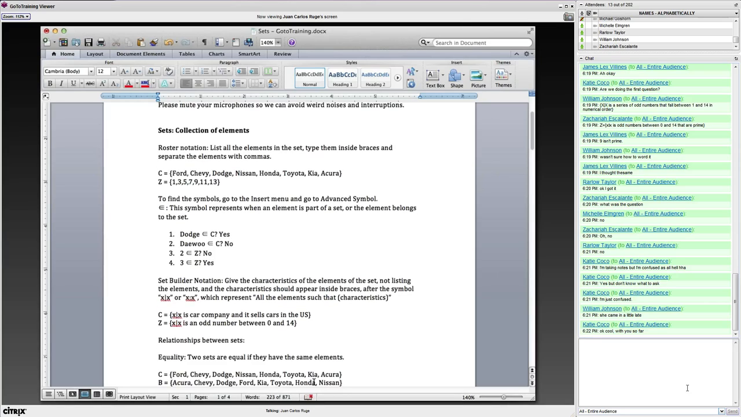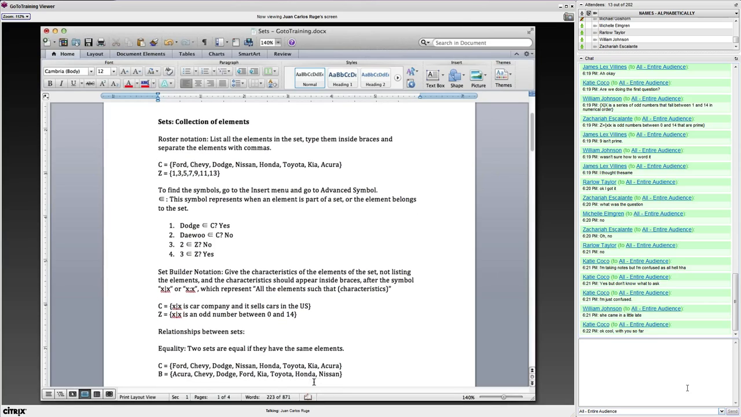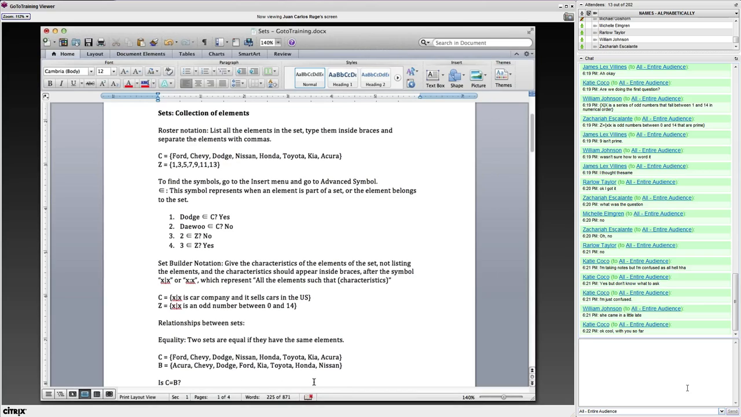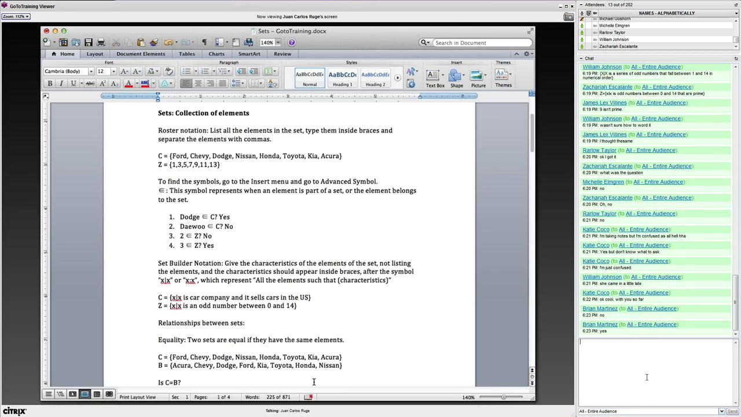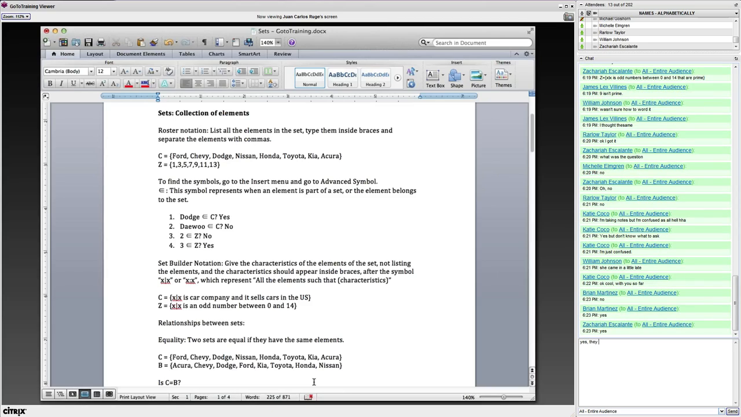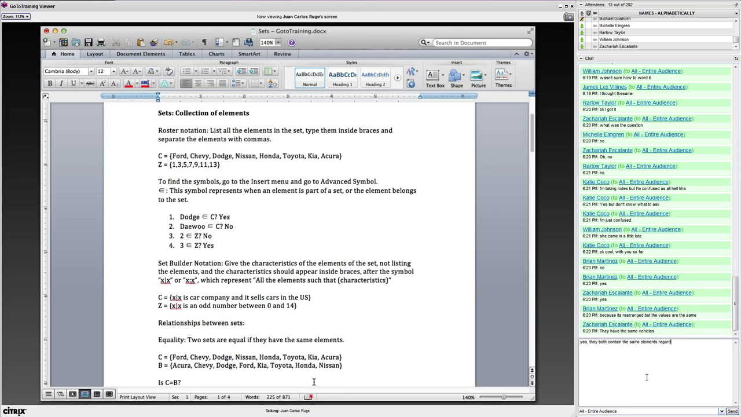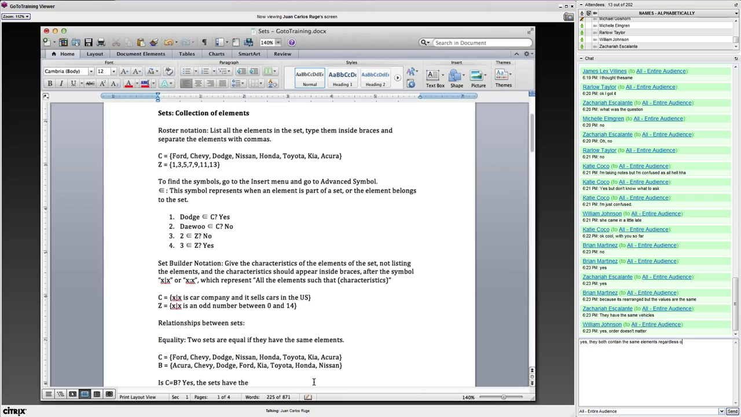Here, sets C and B, are they equal? Why not, Brian? Why yes, Zachary? Brian, that's the answer. They are the same values, and they are rearranged. They have the same elements. So the answer is yes. The sets have the same elements in different orders.